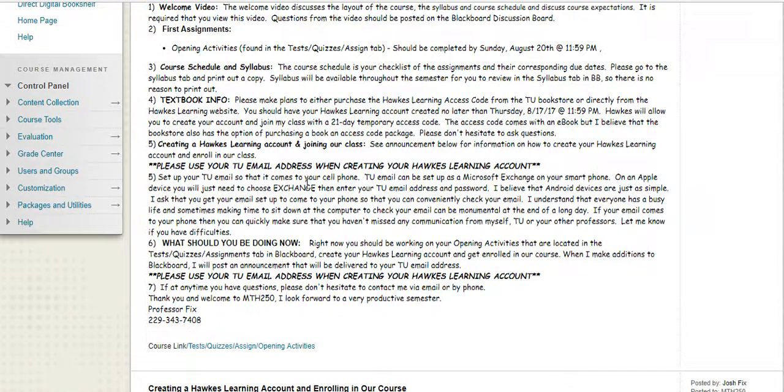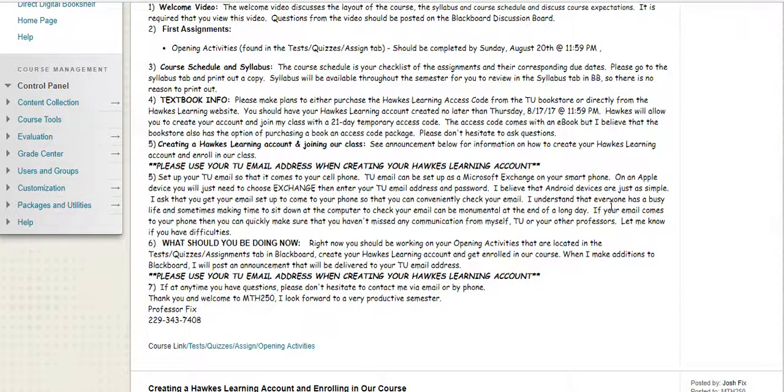I would highly recommend that you set up your TU email on your cell phone. The TU email is a Microsoft Exchange, so if you have an Apple device, you just choose Exchange, enter your email address and your password, and bam, it's ready to go. And I believe an Android device is very similar.